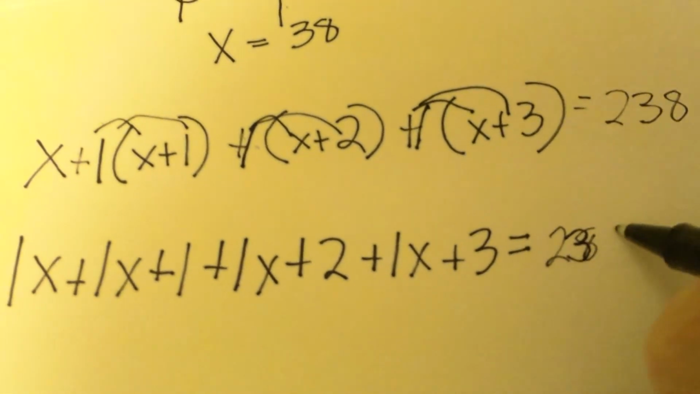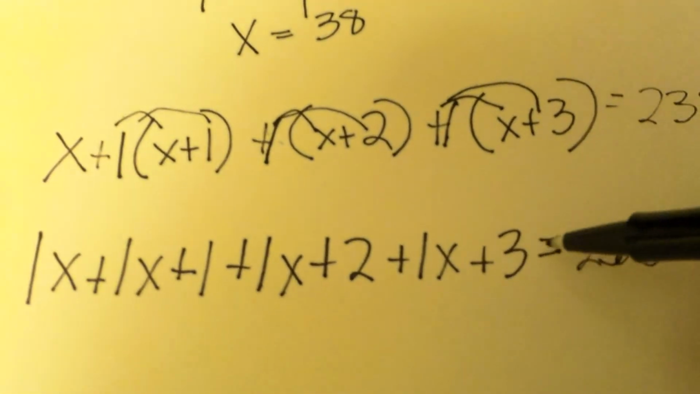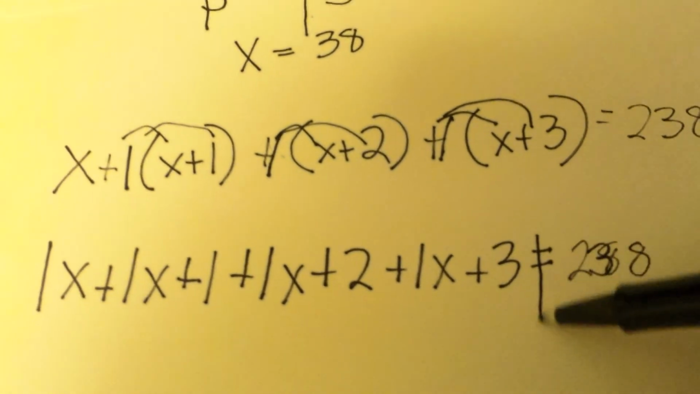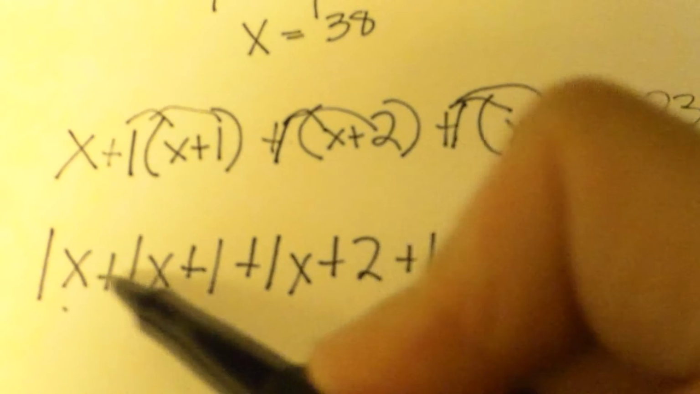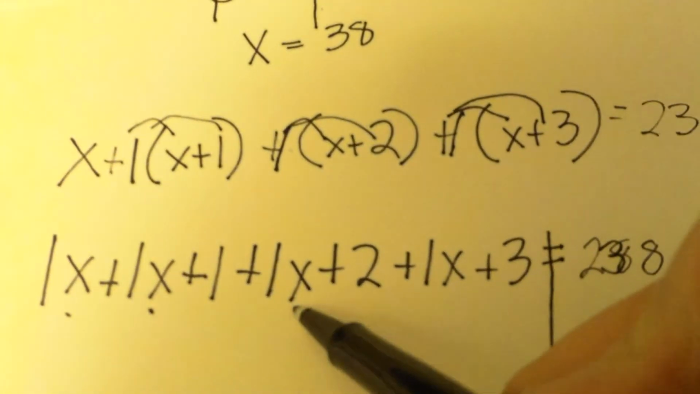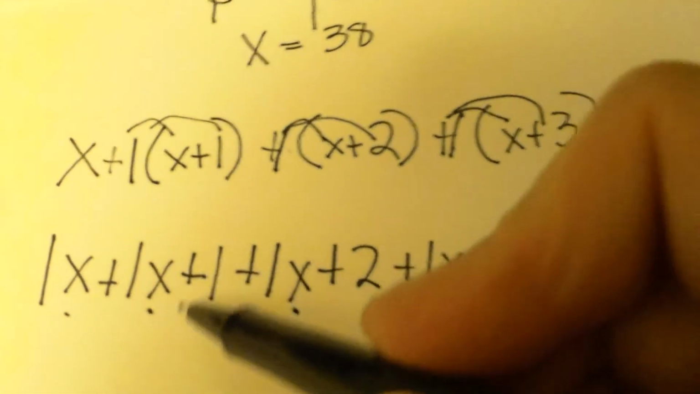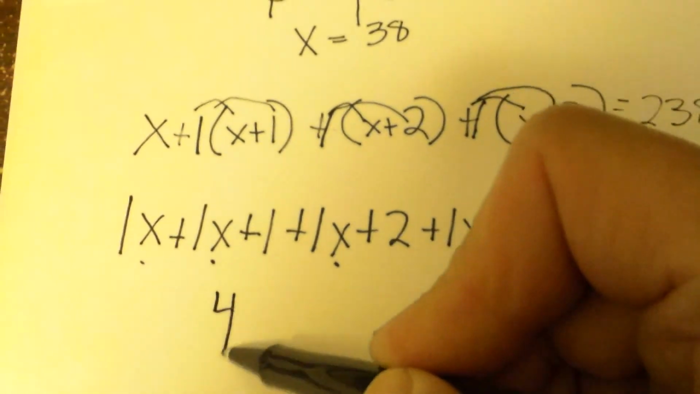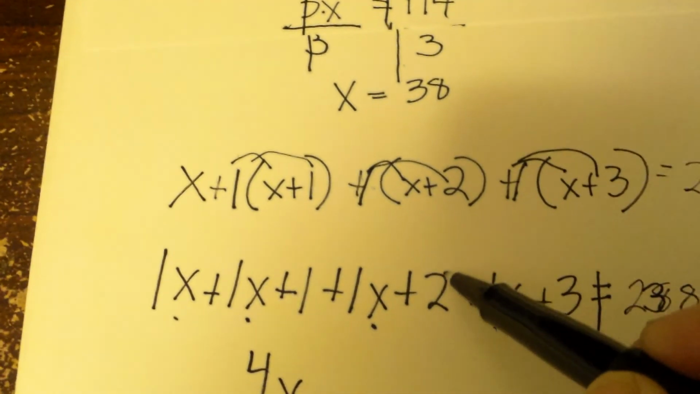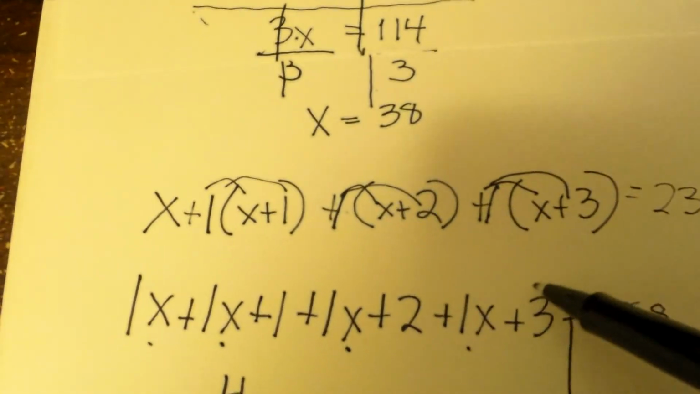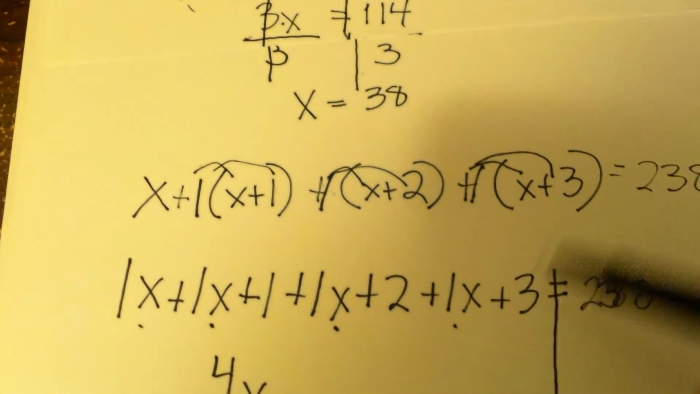Okay, now I did my distributive property. I'm going to combine like terms, and I have 1, 2, 3, 4 positive x's, and I have positive 1, 2, 3, 4, 5, 6.